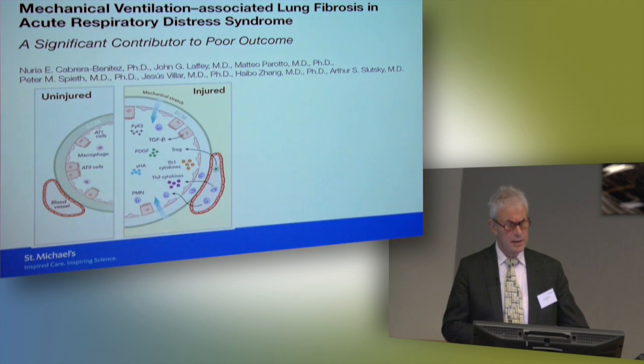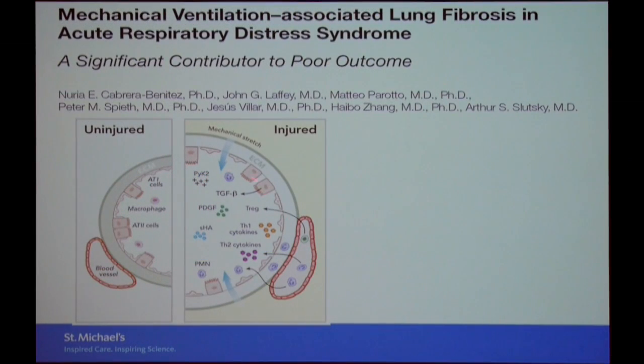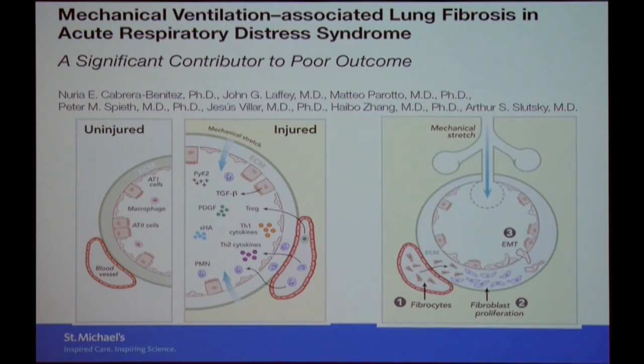So in a summary article, we can think about this as an uninjured lung. This is lung that's injured because of mechanical stretch. Lots of things are released, as I showed you. There are cells that are recruited to the lung. And that can lead potentially to fibrosis by a number of mechanisms, including increased fibrocytes to the lung.